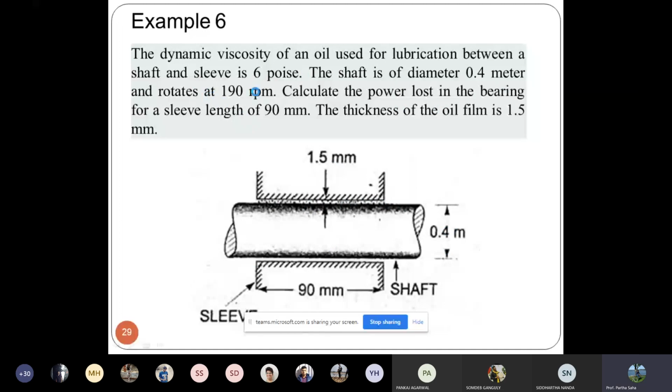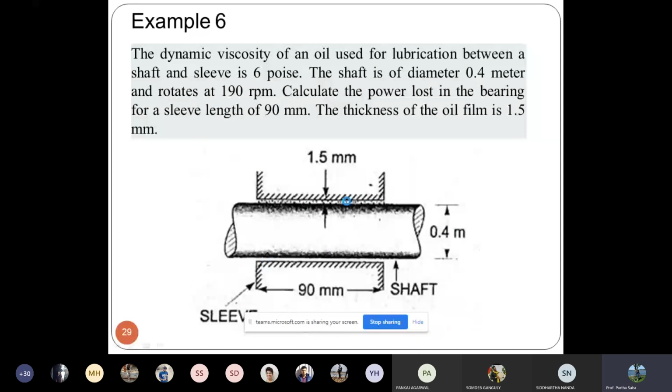It's rotated at 190 RPM, rotational speed. Calculate the power loss in the bearing for a slip length of 90 millimeters. So the slip, this is the slip, and this is the shaft. So 90 millimeter is the slip length. So what will be the power loss? The thickness of the oil film is given 1.5 millimeter.